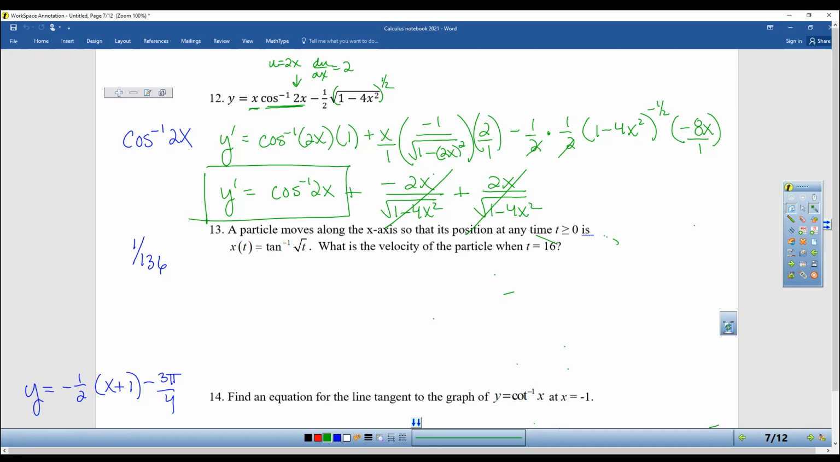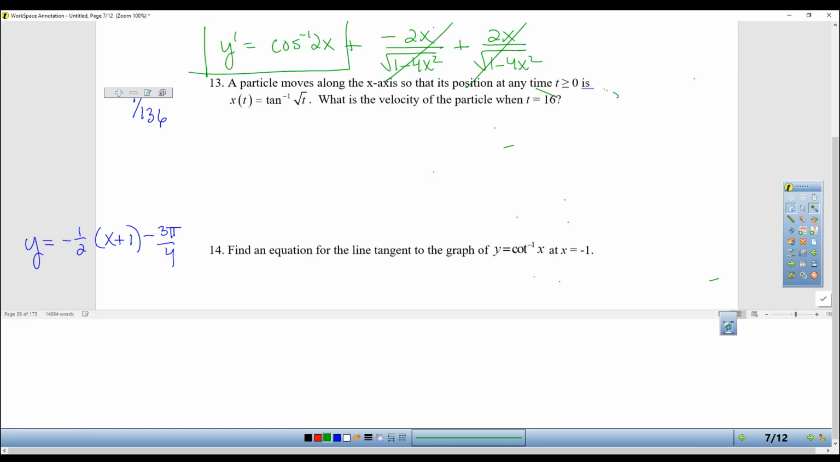So that was a lot of practice problems on inverse trig functions, just trying to get them down. We're going to move on to word problems now, but make sure you do some homework on that and make sure you can do them yourself.